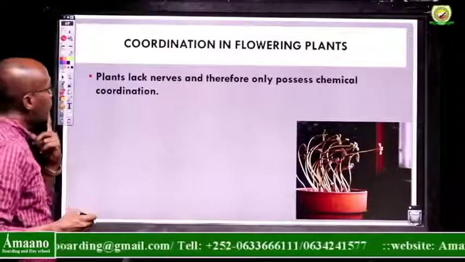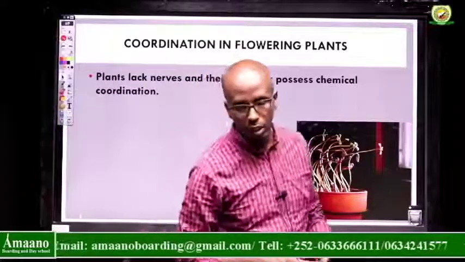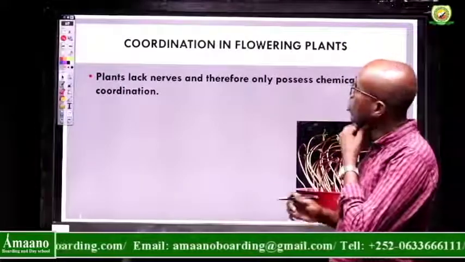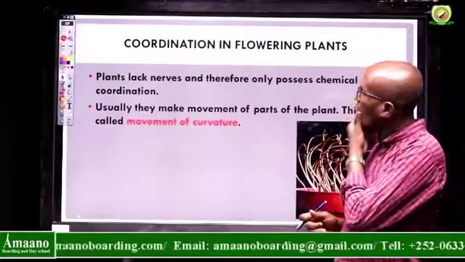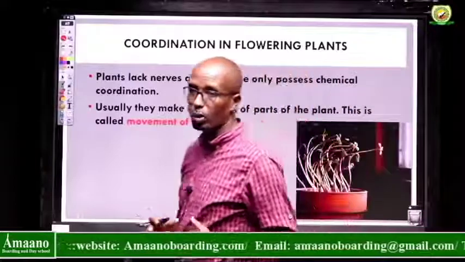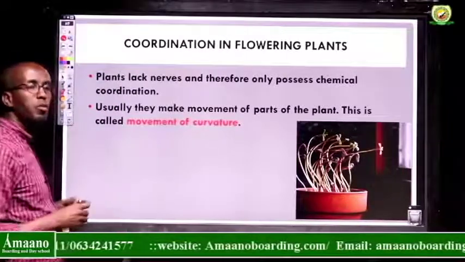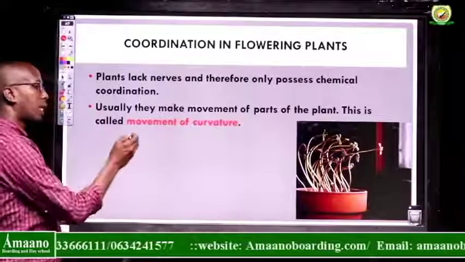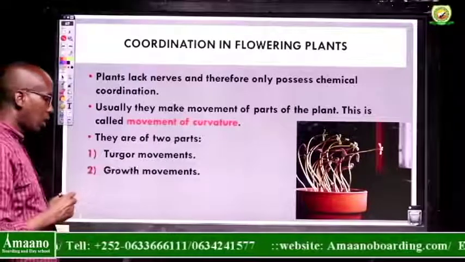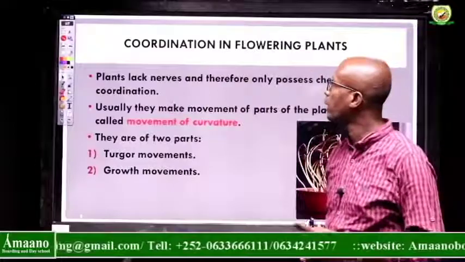Plants lack nerves and therefore only possess chemical coordination. They don't have nerves like animals, so the only way that they use for coordination is chemical coordination. They usually make movements of parts of the plant. It's all about movement. These movements are usually called movements of curvature. There are two different types of movements: number one, turgor movements, and number two, growth movements. These are the two types of movements that plants make.